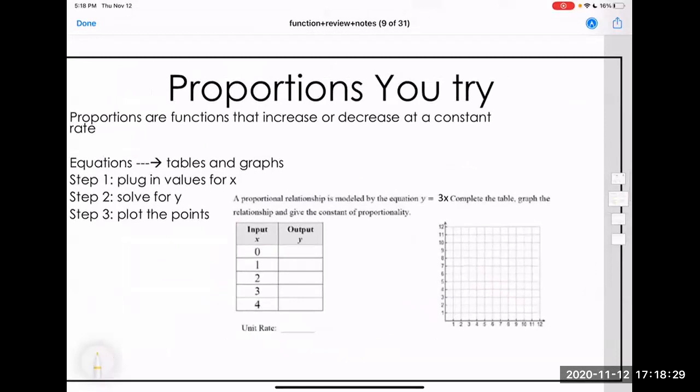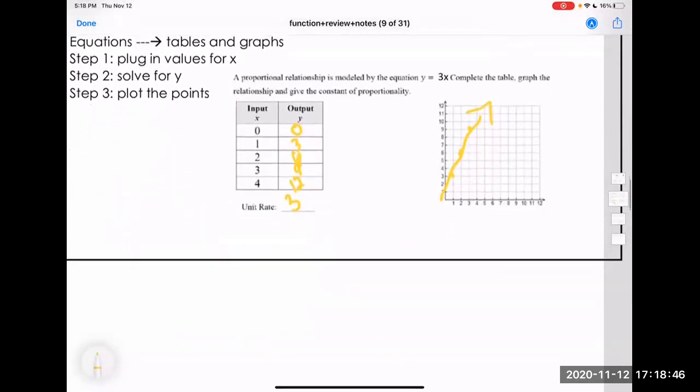We do the same thing for 3x. You should have gotten 0, 3, 6, 9, and 12. The unit rate of 3, and then it's 1, 3. So up 3 over 1, up 3 over 1, up 3 over 1. There you go.